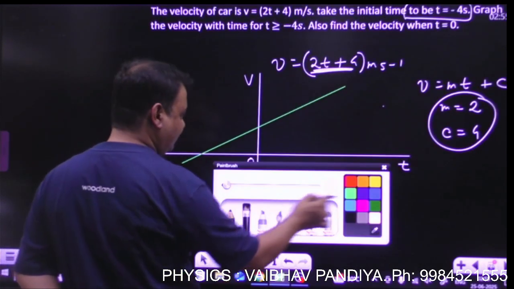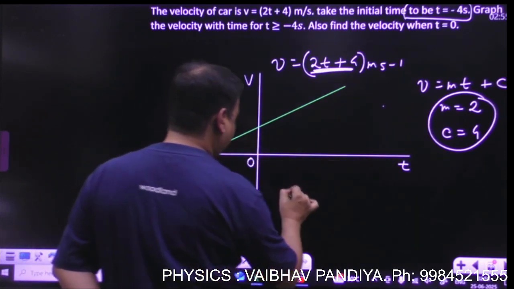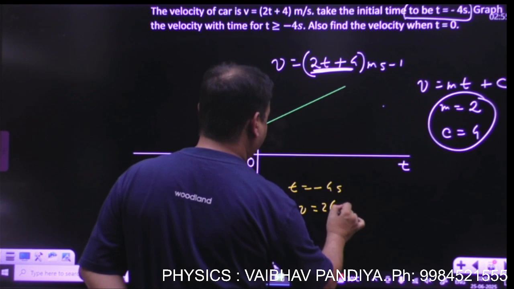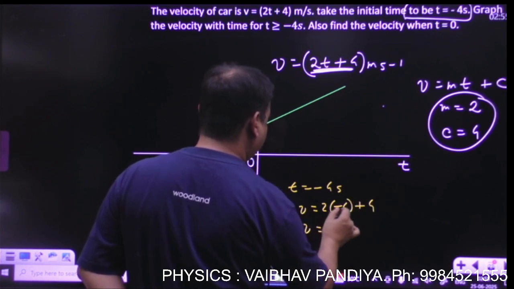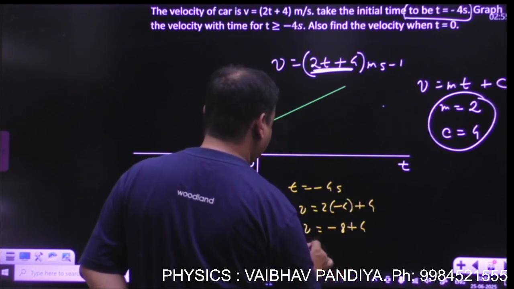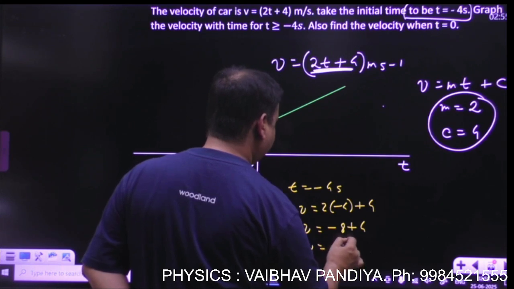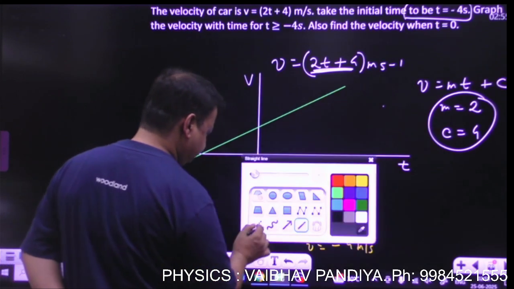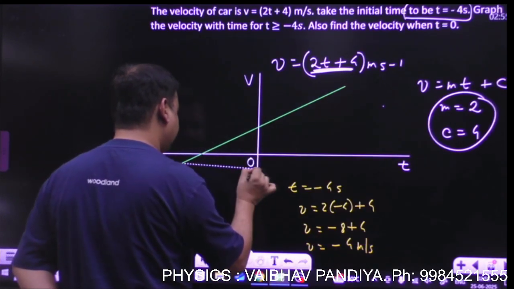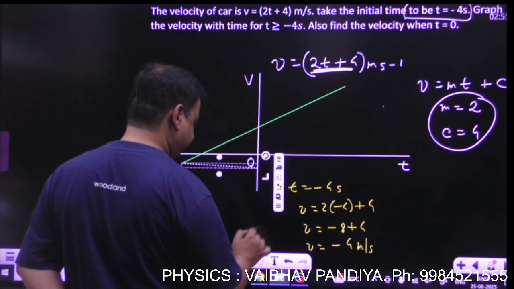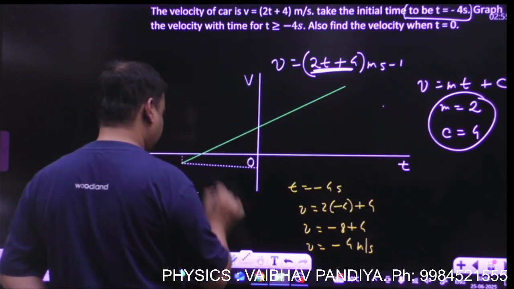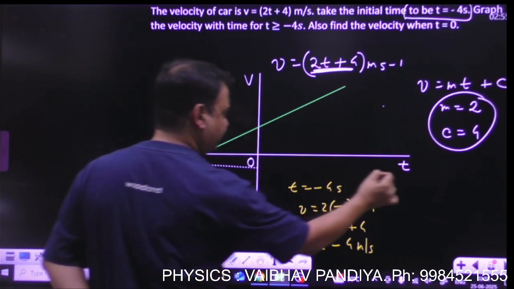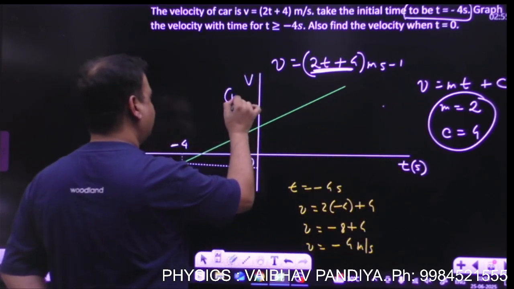So what will the velocity be at minus 4? When t is equal to minus 4 seconds, velocity will be how much? 2 into minus 4 plus 4. So velocity will come to be minus 8 plus 4. So velocity will come to be what? Minus 4 meter per second. So we'll have something here like this. Yes or no? So this is your minus 4, and this is in seconds, and this is meter per second.